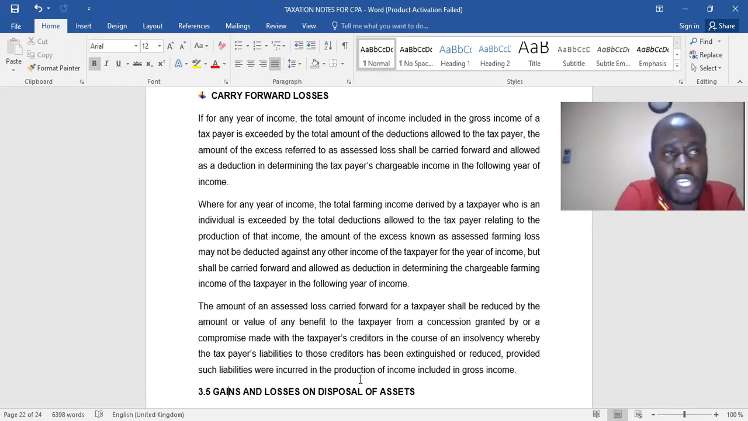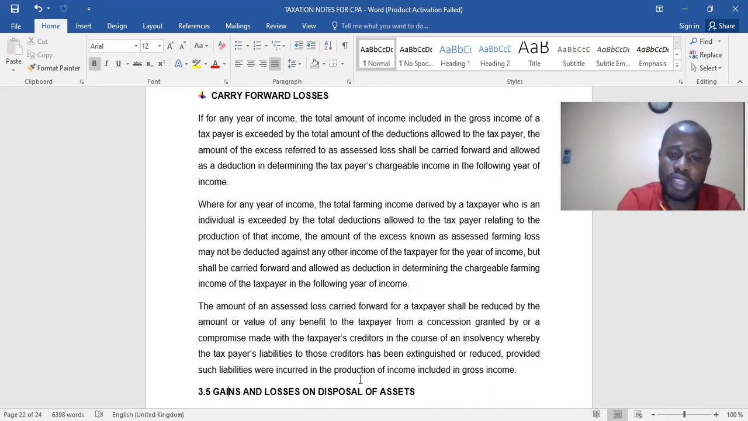So if the total deductions exceed the gross income of a taxpayer, that excess is what we are calling assessed loss. Now that loss is the one which is carried forward and allowed as a deduction in determining the taxpayer's chargeable income in the following year of income.